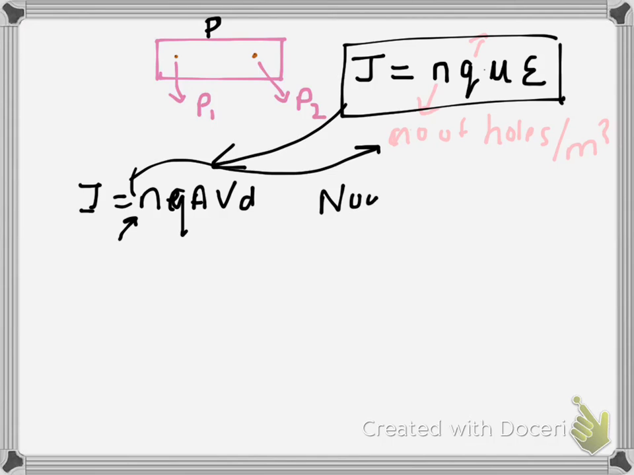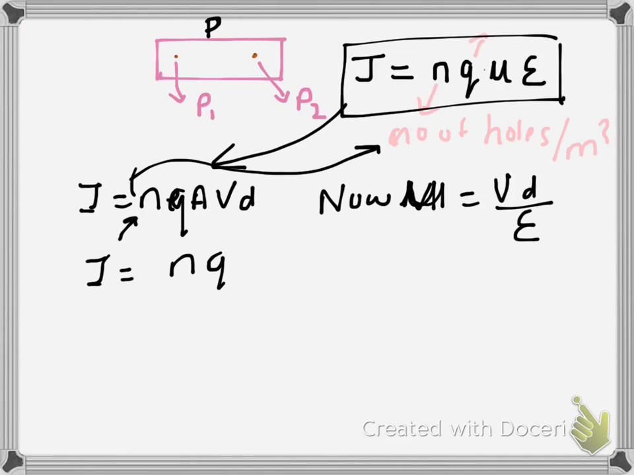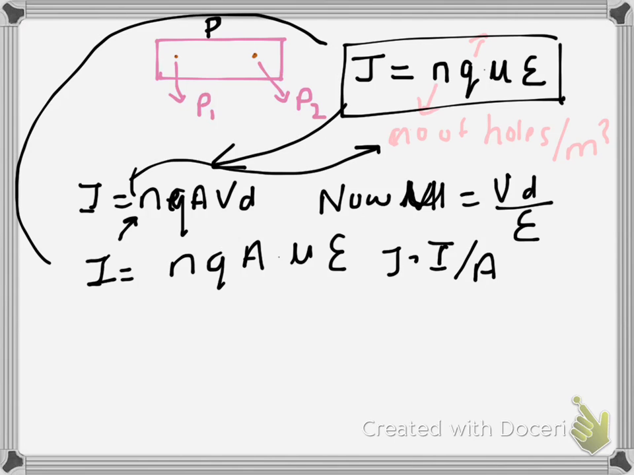Now Vd will be what? The definition of mobility is drift velocity per unit electric field. In that way we can substitute Vd with mu into E. So in that case I will become nothing but N into Q into A into mu into E. Now J is nothing but I by A. In that way we get this particular derivation. I hope you people understood.